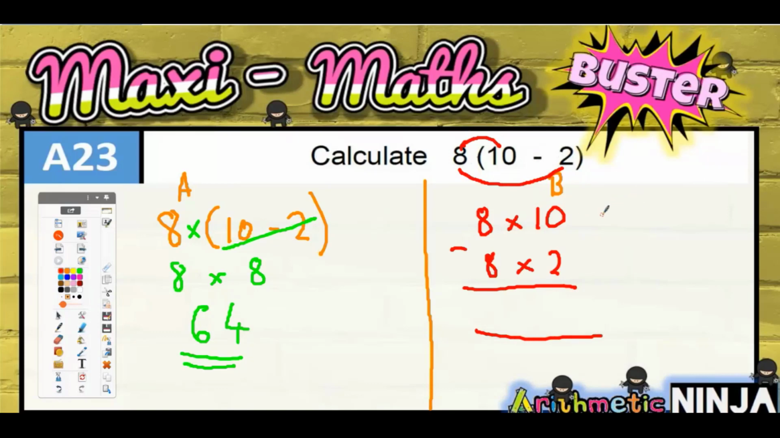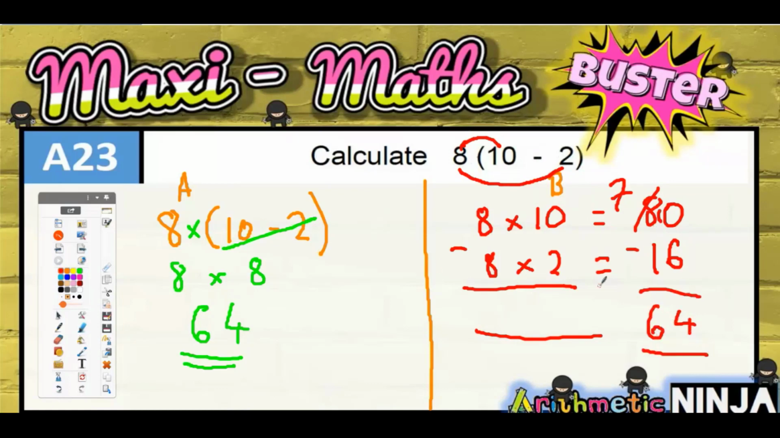So 8 lots of 10 is 80, and 8 lots of 2 is 16. But because it's a takeaway, you have to do 80 take away 16. 0 take 6 you can't do, so you borrow. 10 take 6 is 4. 7 take 1 is 6. So the answer is 64. But hopefully what you've noticed is it's exactly the same answer as this 64.